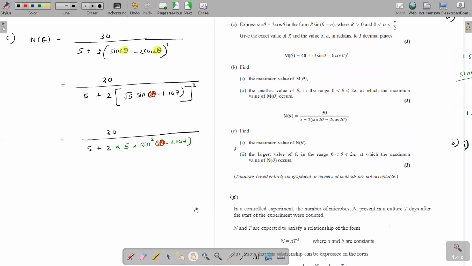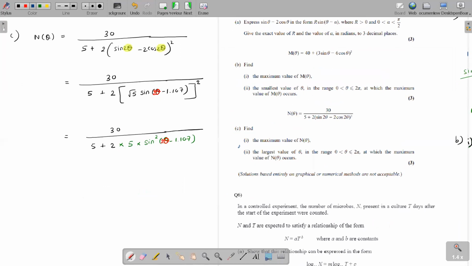So now let's use again another letter. I don't want to work with compound angles. I like to work with simple angles. So what's the letter we use? Let's use letter A. So let A be equal to 2 theta minus 1.107. So please make sure you remember that you used it, okay? Because you need to come back again. So N theta equals 30 over 5 plus 5 times 2 is 10 sine square A. Okay, 30 over 5 plus 10 sine square A.